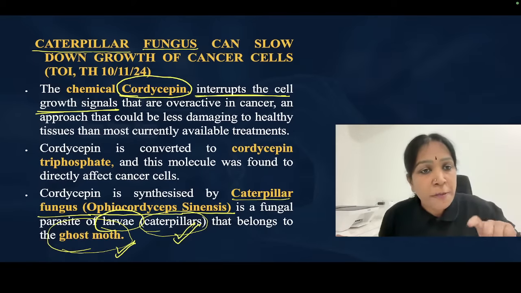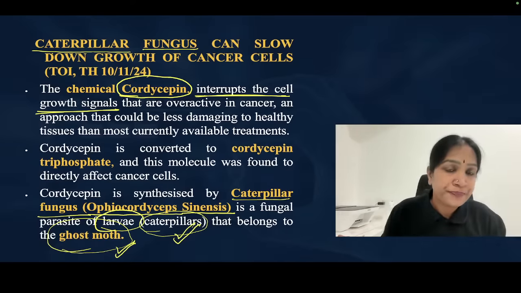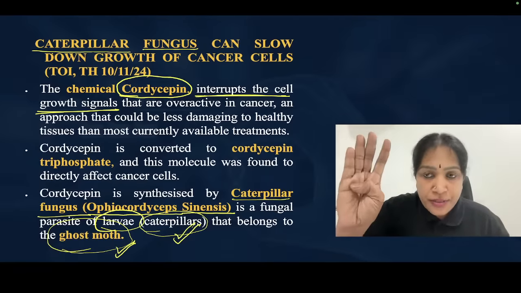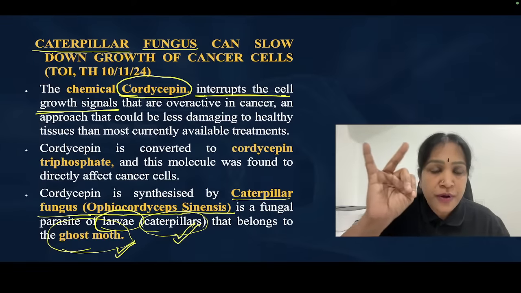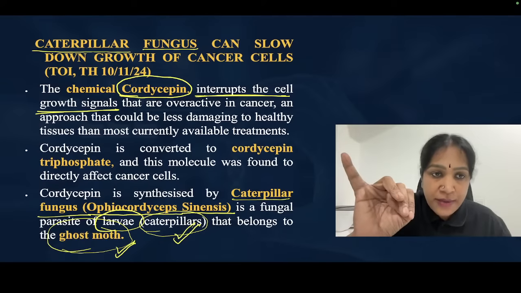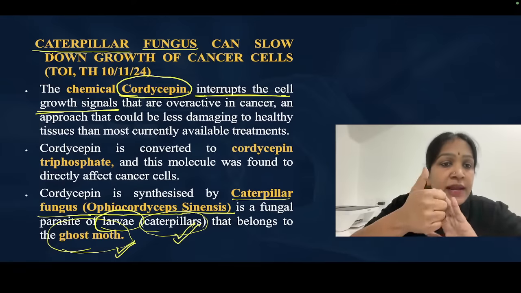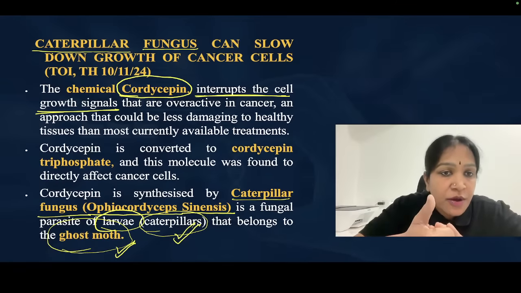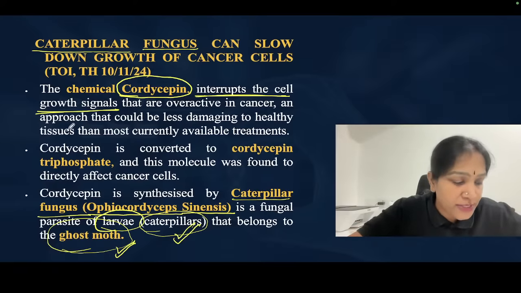So when the cells stop dividing, can we say that the cancer is getting controlled or cured? The cure of the cancer is nothing but decrease in the cell division. So that is how the cordycepin decreases cancer. So ghost moth, its caterpillars infected by caterpillar fungus called Ophiocordyceps sinensis, it will release a chemical called cordycepin, and cordycepin can cure the cancer. How can it cure the cancer? By switching off the cell growth signals. Okay, so that is a summary of the news article.